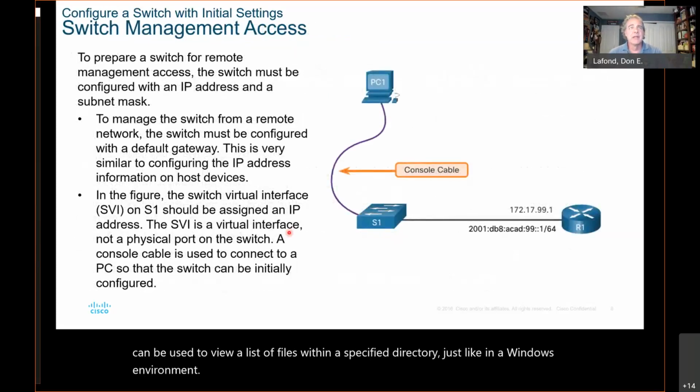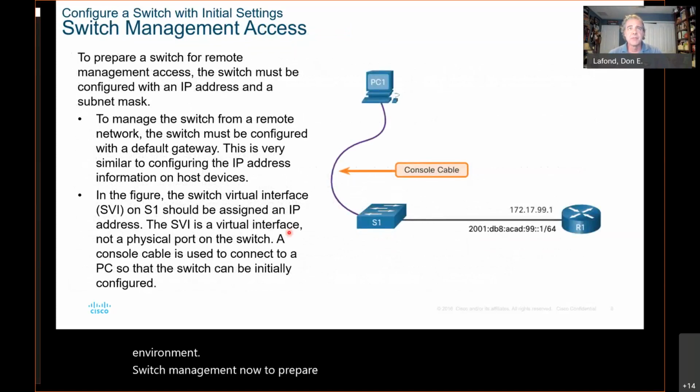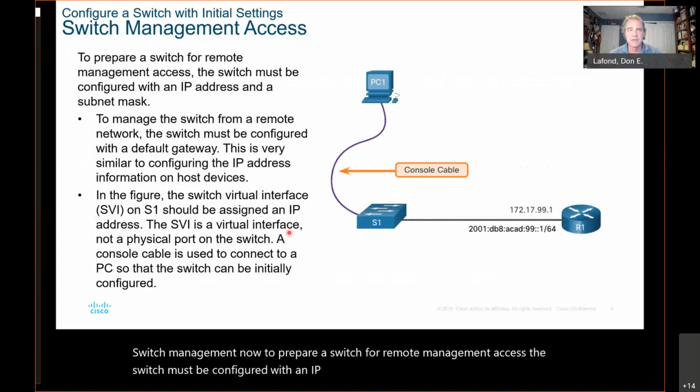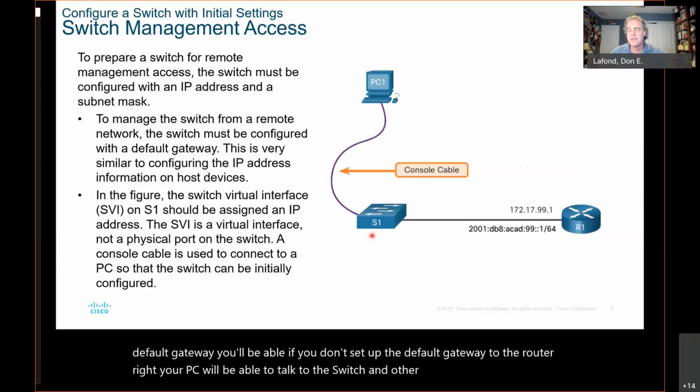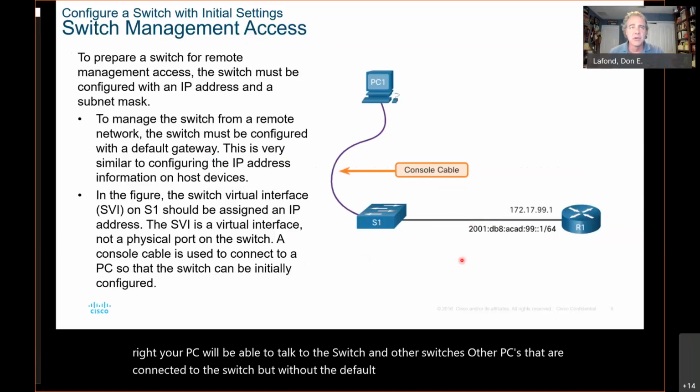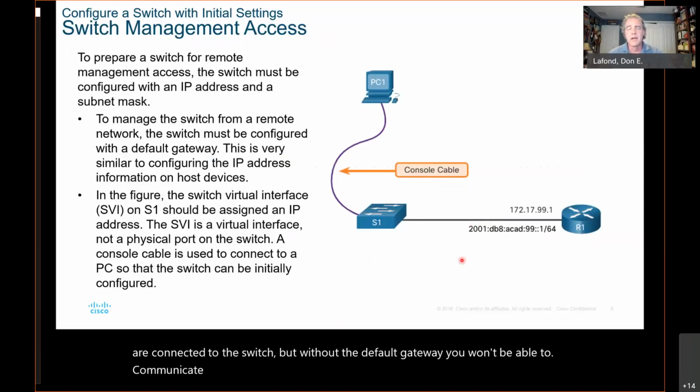Switch management. Now, to prepare a switch for remote management access, the switch must be configured with an IP address and a subnet mask. To manage the switch from a remote network, the switch must also be configured with the default gateway. If you don't set up the default gateway to the router, your PC will be able to talk to the switch and other PCs that are connected to the switch, but without the default gateway, you won't be able to communicate outside of your own network.